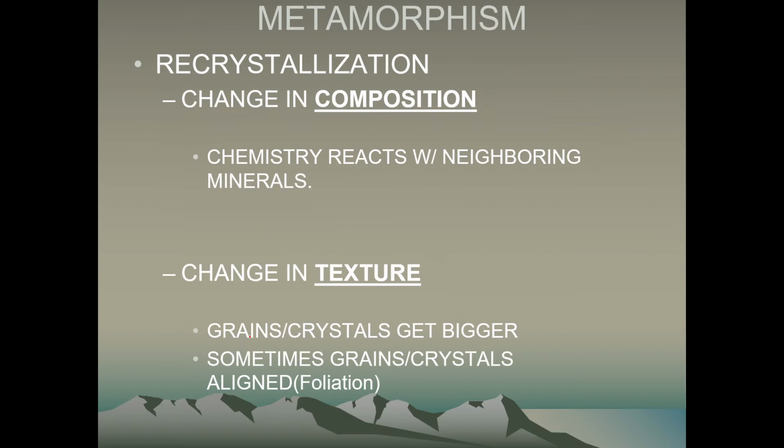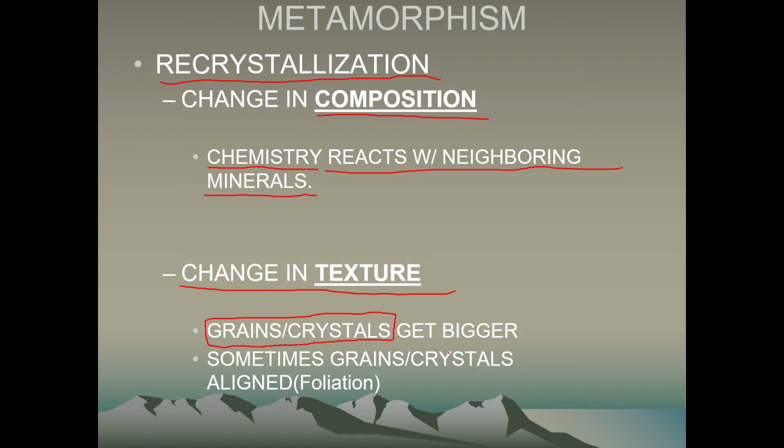So starting off. With metamorphism, we get recrystallization of whatever rock is being metamorphosed, and we get a change in composition. The chemistry in our initial rock, our parent rock, will react with the minerals around it, and we'll get a change. We'll also see a change in texture. The grains and crystals, you can say minerals, in that parent rock will end up getting bigger. Sometimes, under the right conditions, they will go through foliation, which means they get elongated and aligned in one direction. This is a big part of metamorphic rocks, and most of the metamorphic rocks we see have this feature.